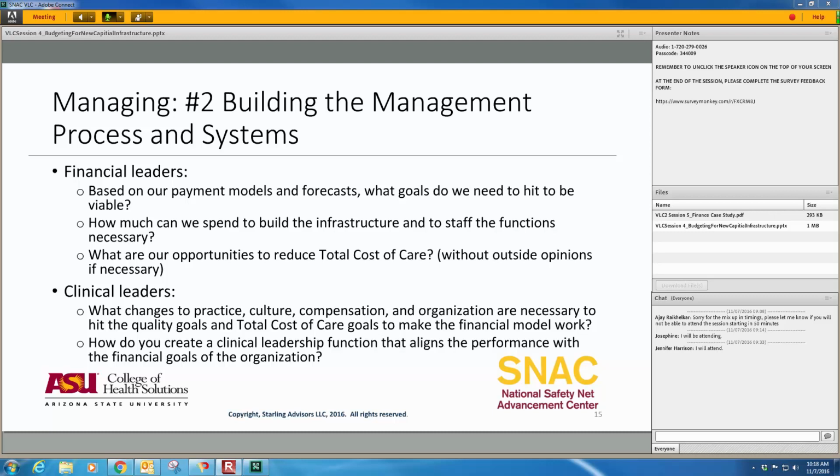So, really it forces our financial leaders to be responsible for answering key questions like, what are the goals that we need to hit to be viable? If we're going to completely redesign our care model around these new reimbursement models, what are the most important drivers? We're going to talk about that in the case study in 2 weeks. How much can we spend on the infrastructure and to staff the functions that are necessary to deliver that? And what are the opportunities to reduce total cost of care?